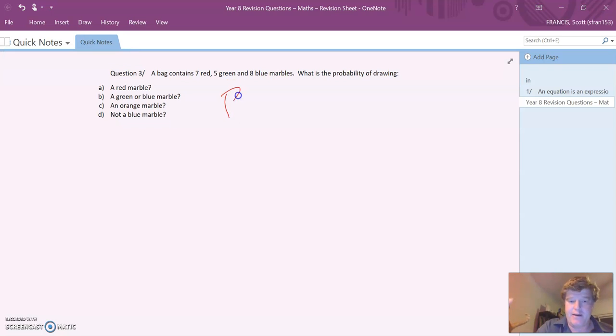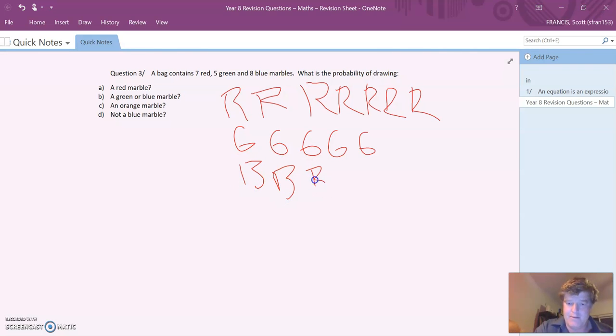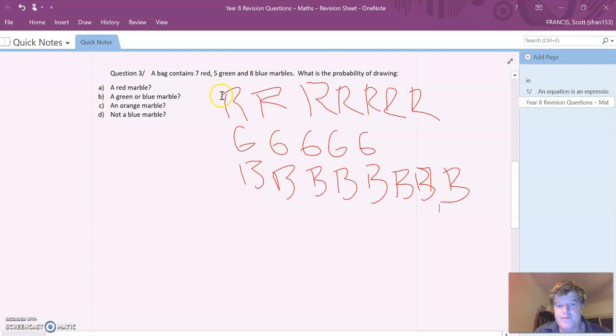So we've got 7 red, 1, 2, 3, 4, 5, 6, 7 red, 5 green, 1, 2, 3, 4, 5, and 8 blue marbles, 3, 4, 5, 6, 7, 8. So that's our sample space. There's a total of 7 and 5 is 12 and 8, 20 different marbles in those colours. So we're asked to work out these probabilities.